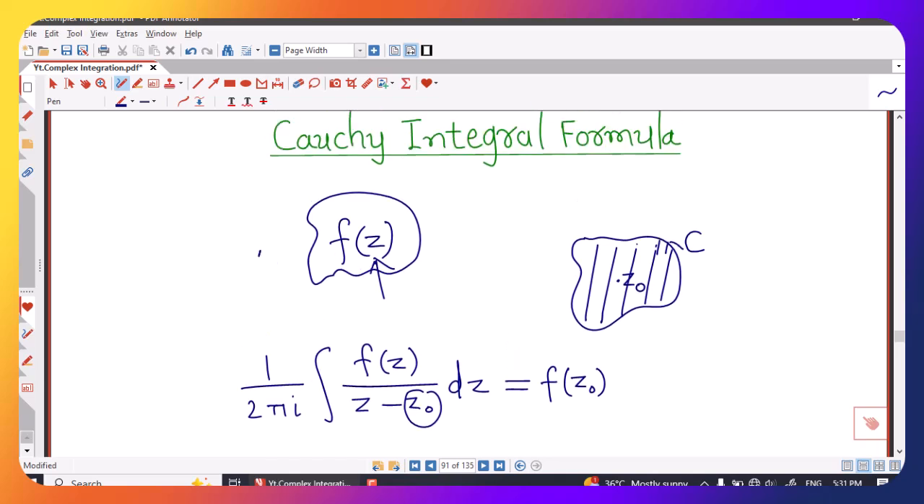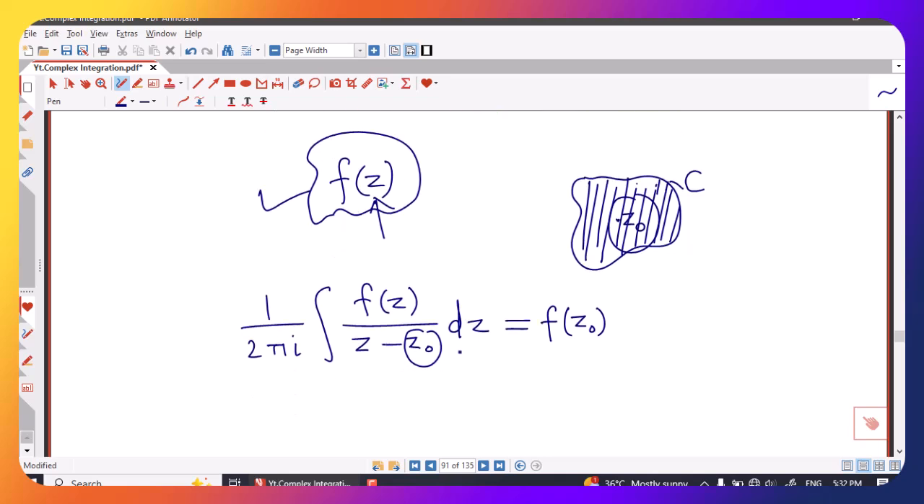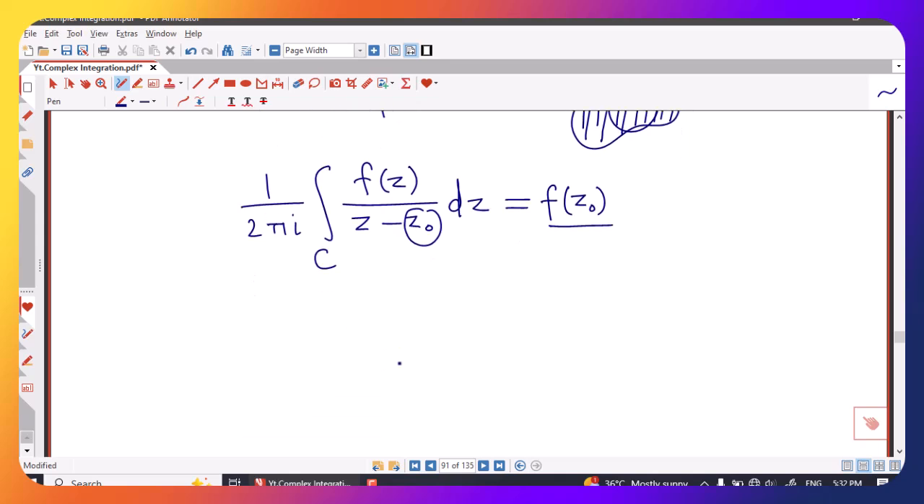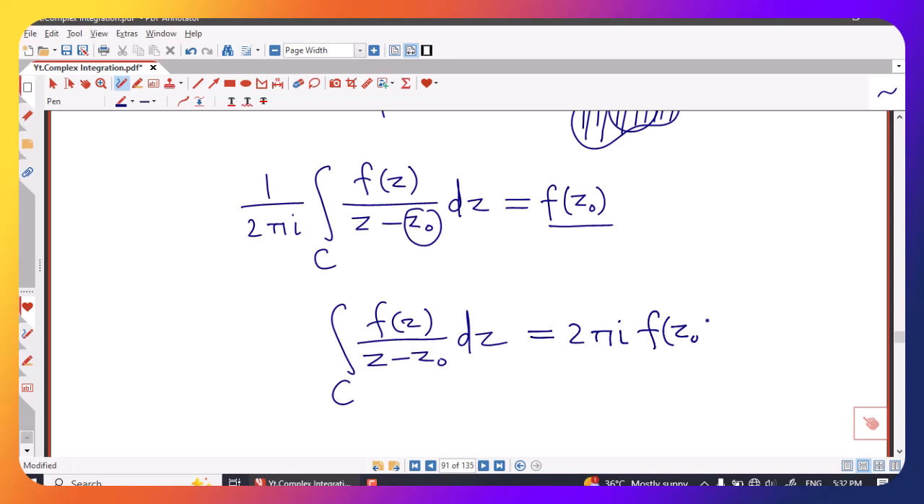I repeat again, suppose we have a function which is analytic everywhere inside and on a simple closed contour C, and we have some point z0 which is interior to this simple closed contour C. Then the value of this integral 1 over 2 pi i times the integral of f of z over z minus z0 is given by the value of this function at point z0, along this simple closed contour C. This we can rewrite as: the integral of f of z divided by z minus z0 along the simple closed contour is equal to 2 pi i times f of z0.